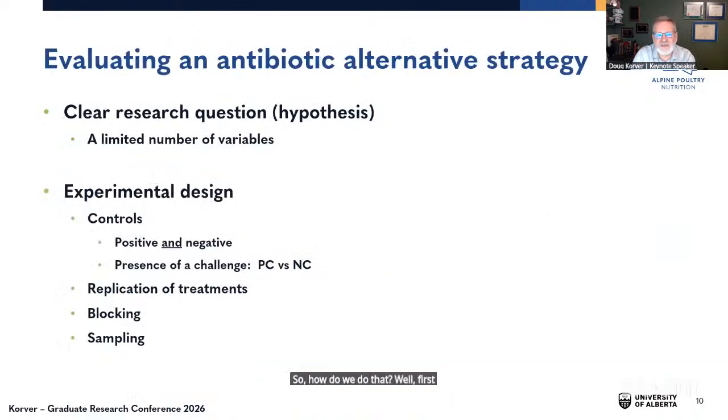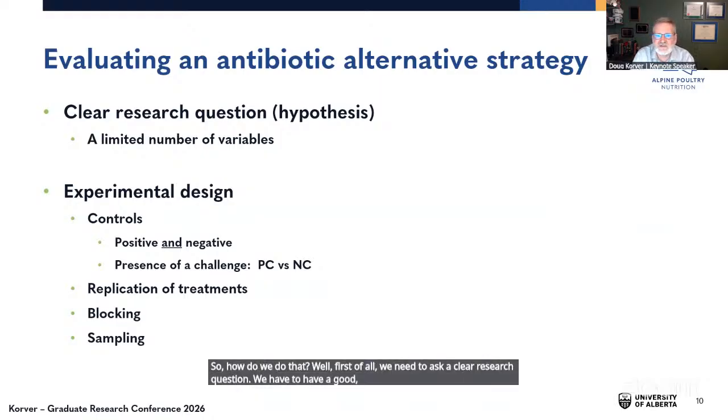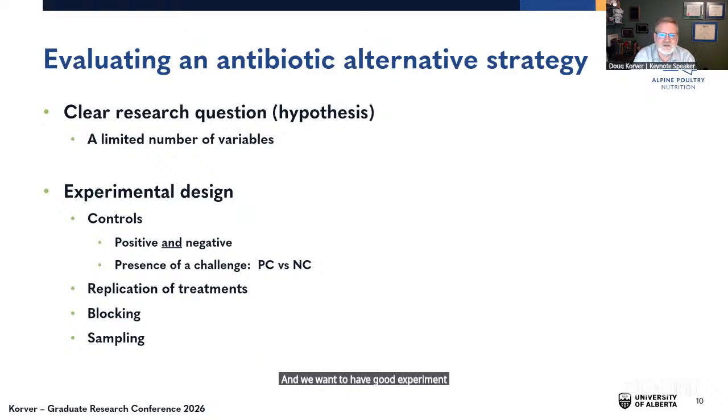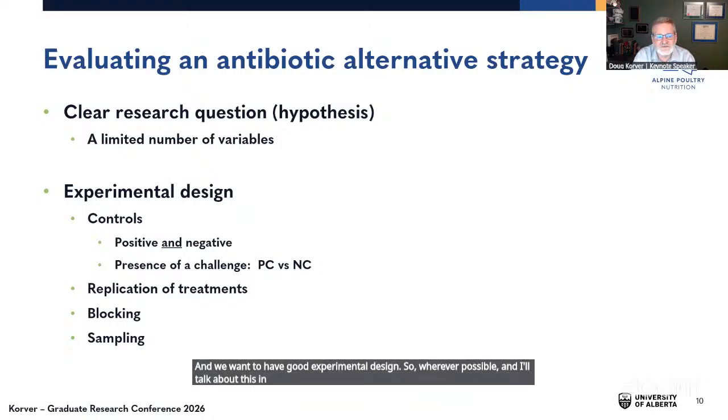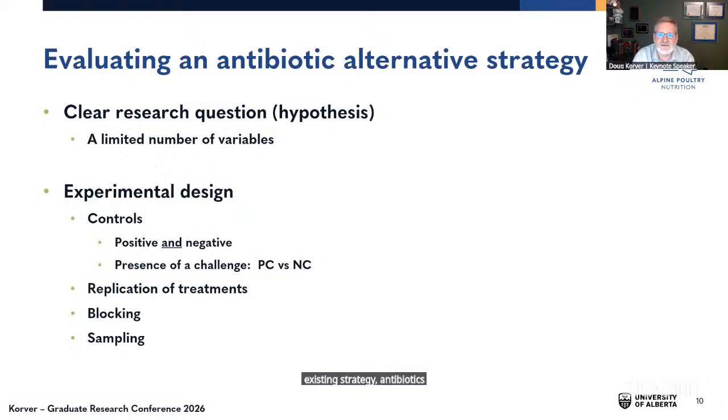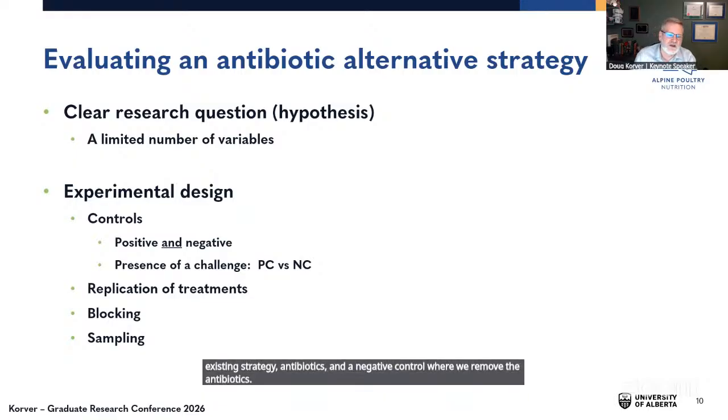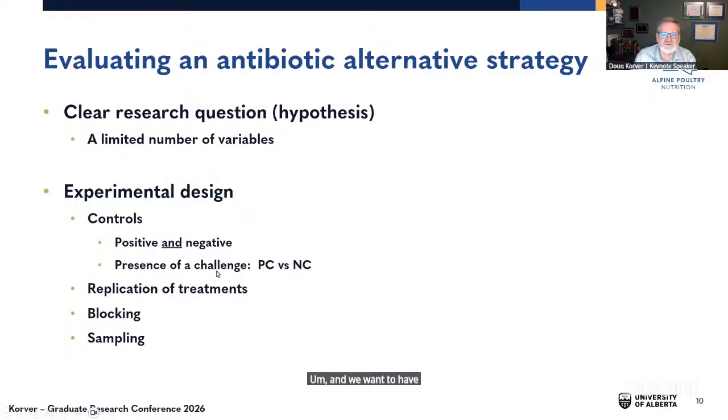Well, first of all, we need to ask a clear research question. We have to have a good, solid hypothesis that can be tested. We want to have a limited number of variables, and we want to have good experimental design. So wherever possible, and I'll talk about this in field trials, we want to have both a positive control where we're evaluating our existing strategy, antibiotics, and a negative control where we remove the antibiotics. And we want to have some sort of challenge present.